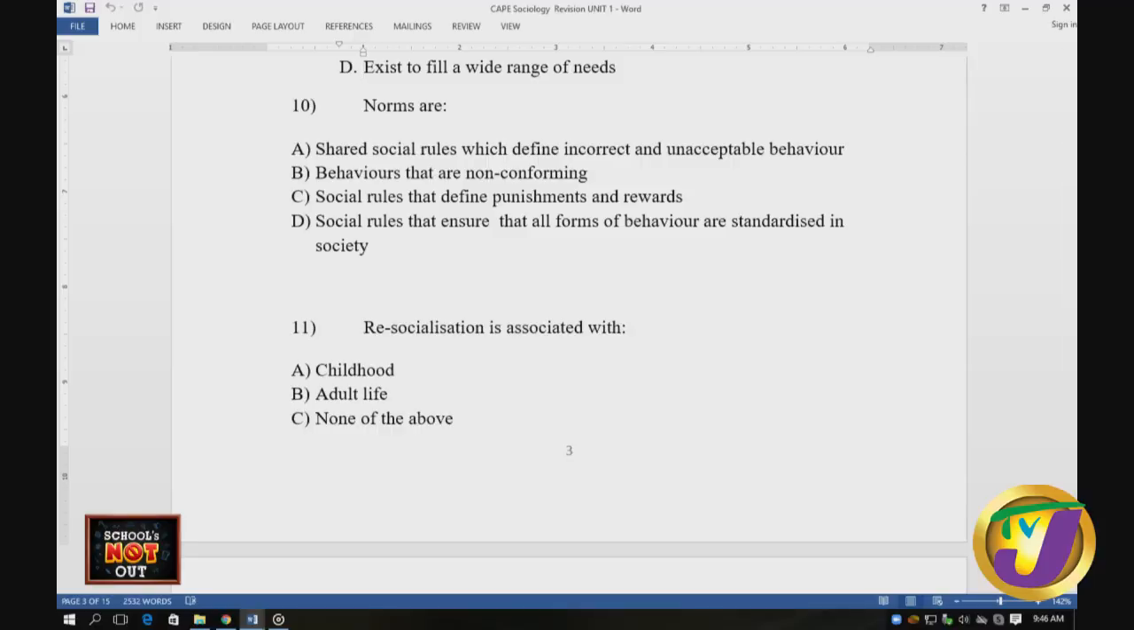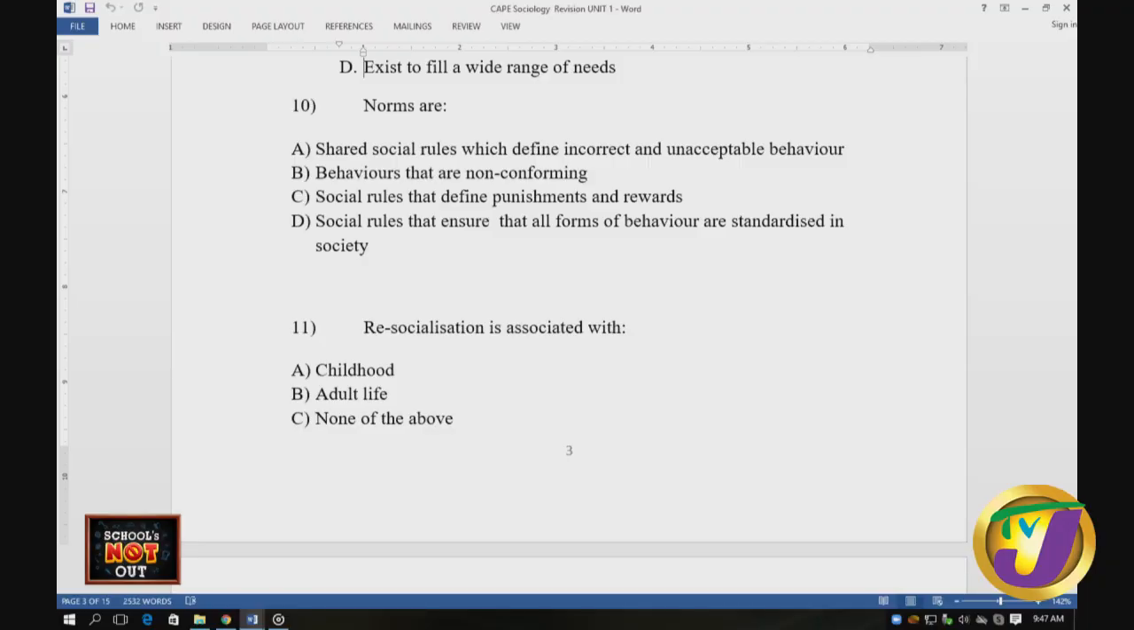So we say that norms are shared social rules which define incorrect and unacceptable behavior. Could be right. Behavior that is non-conforming. Not quite. Social rules that define punishment and reward. It's not that they are social rules, but they are norms, and so people think of them that way, but not all norms require reward or punishment. And social rules that ensure that all forms of behavior are standardized in society. So once you see the word standardized, that's the norm, because that's why it is a norm.